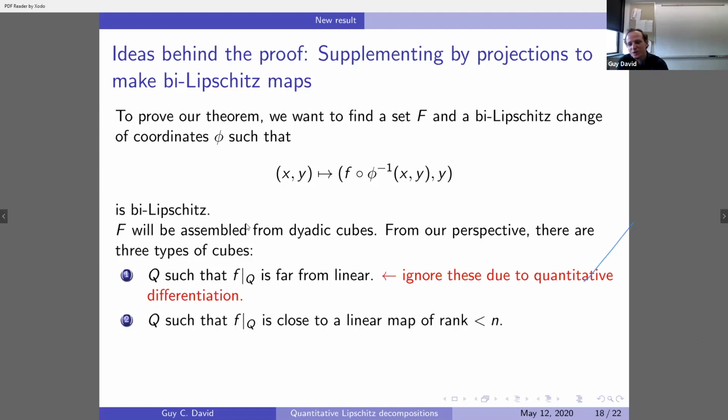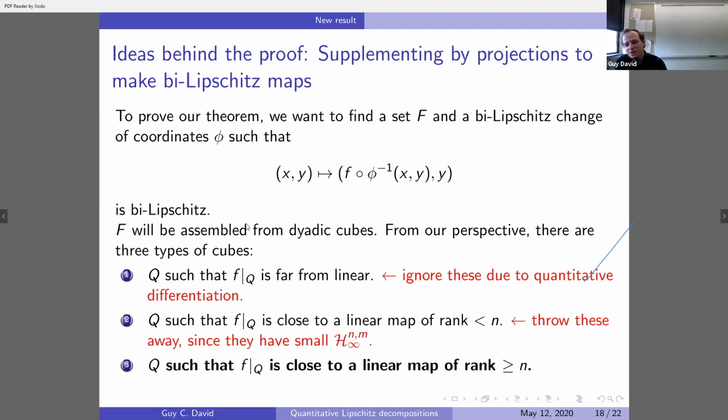Okay, then there are cubes where your mapping is close to a linear map, but the rank is too small. We're looking for something which is going to be bi-Lipschitz, so we need a rank n, so that when we add m more coordinates, it will be bi-Lipschitz. And if our rank is too small, that's going to be bad, right? If our mapping collapses the whole cube to a point, we're going to be in trouble. Okay? And the fact is, those are exactly the cubes that have small mapping content in this sense. So we're allowed to kind of throw those away.